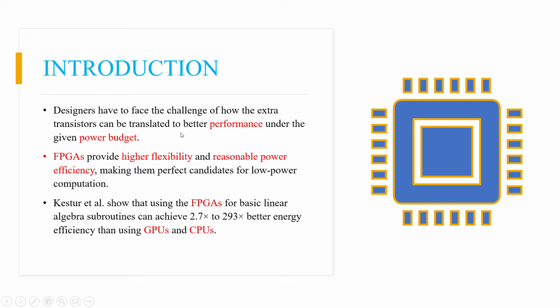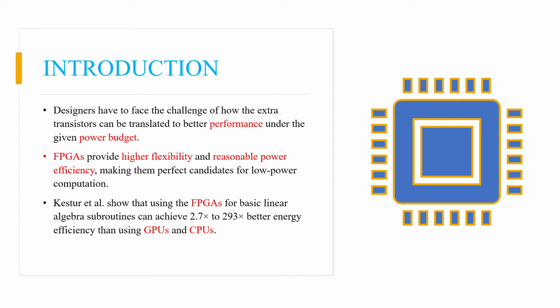Power consumption is among the top concerns of today's chip designers. Dennard scaling is no longer continuing to enable increased transistor count. The power budget constrains the portion of the chip that we can power on. This problem is known as the utilization wall or dark silicon. In 3D ICs, multiple dies are stacked together in one package, making more transistors available than predicted by Moore's law. This means designers have more transistors than they can afford to power on. Thus, they face the challenge of how the extra transistors can be translated to better performance under the given power budget.